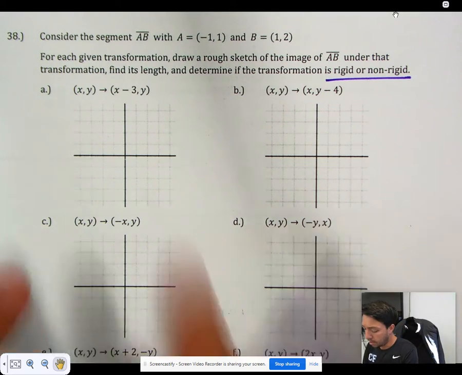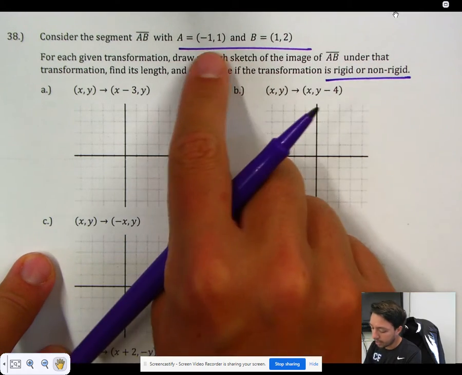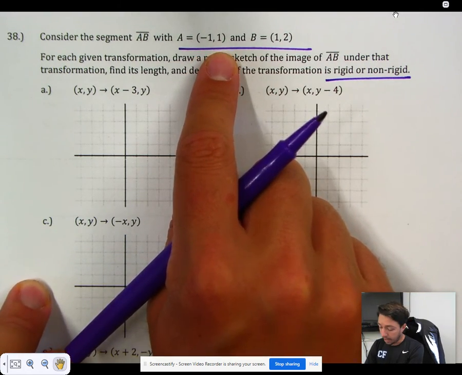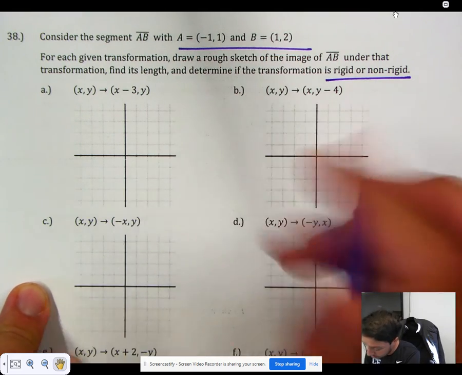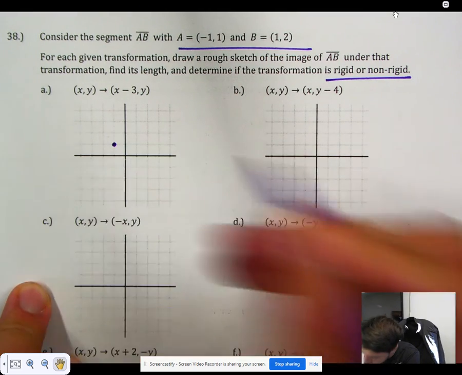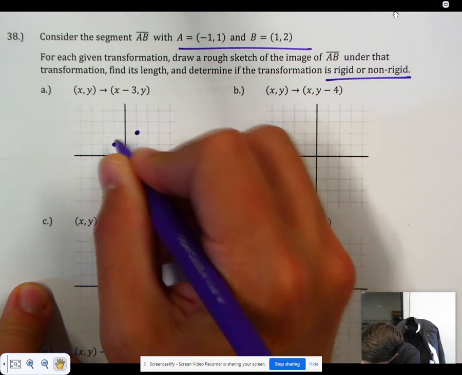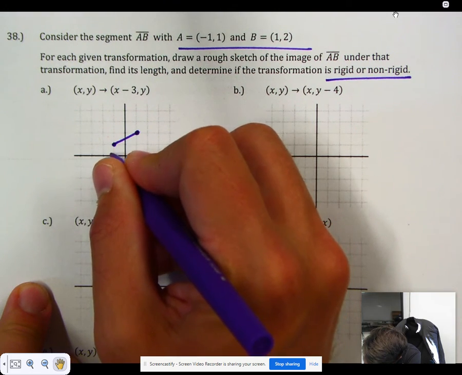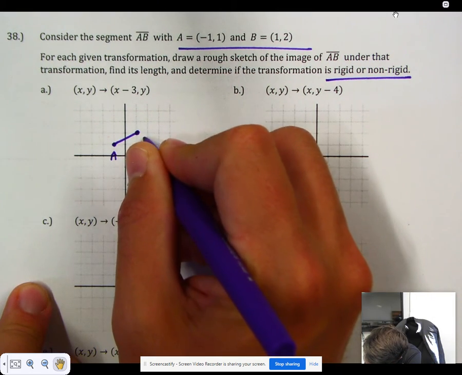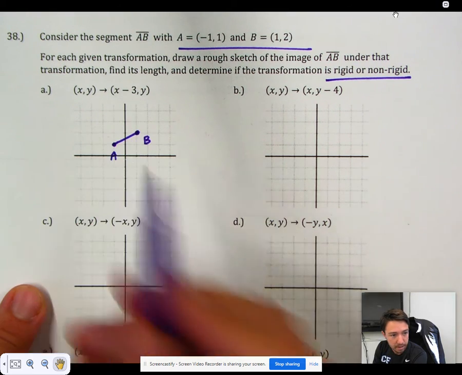So, all right. We're always starting with the segment -1, 1 as our A, and then 1, 2 as our B. So -1, 1 is over here, and then 1, 2 is right there. So there's my segment A, B. So the first question, it says subtract 3 from the x values.